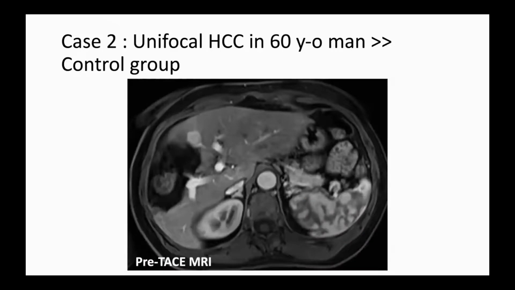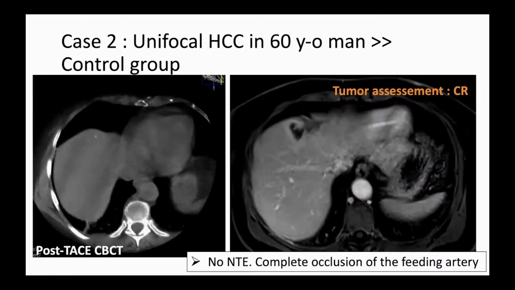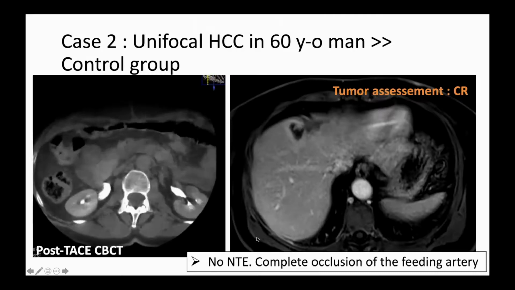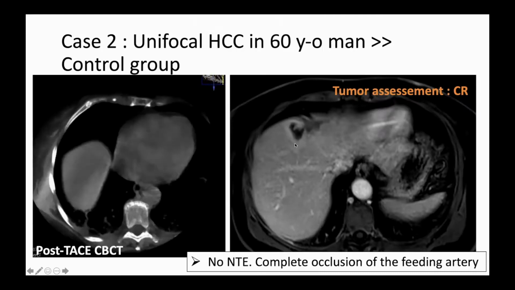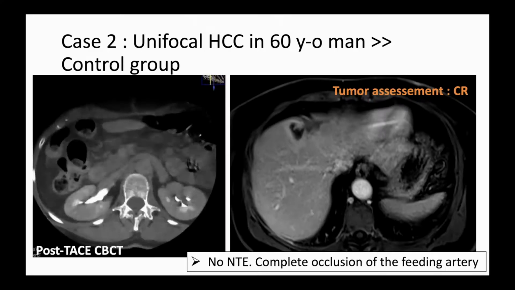This is another case of a unifocal HCC in a 60-year-old man who was treated with a conventional catheter. So we went to a very small branch here, very selectively, to deliver the treatment. And we provided the complete treatment. And this patient had a complete response and no non-target embolization.